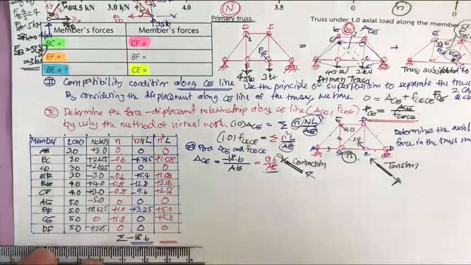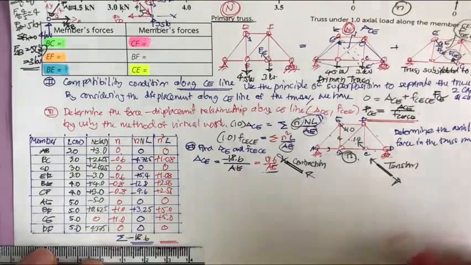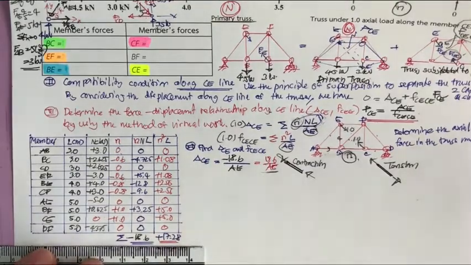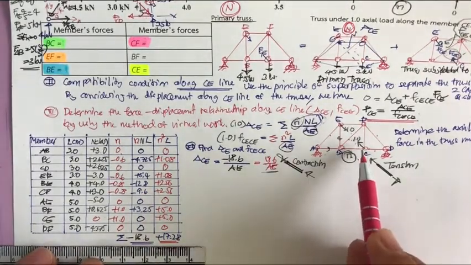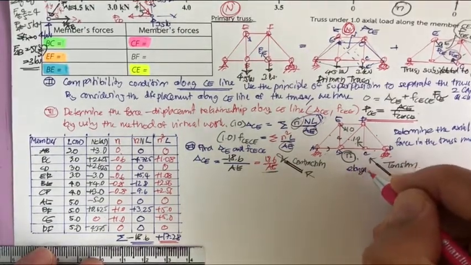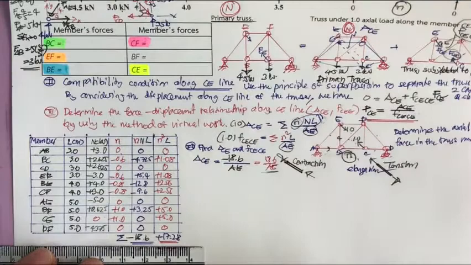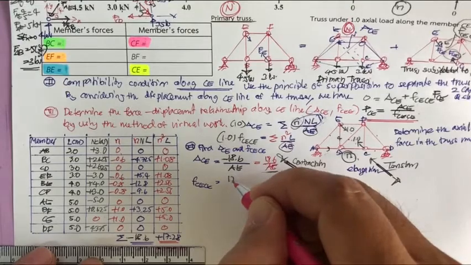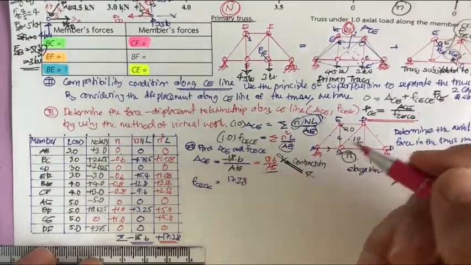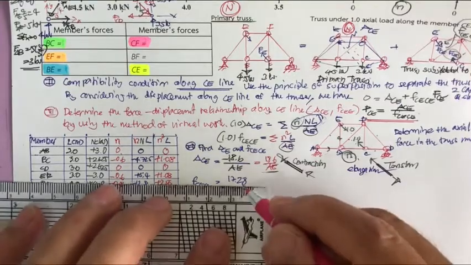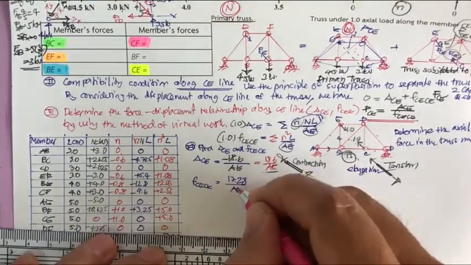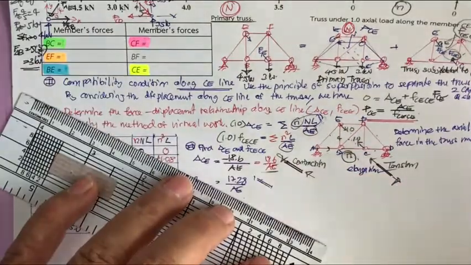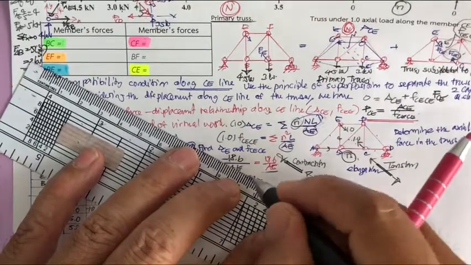You have this, plus 17.28. This is plus, so it's going to be in elongation because it's in tension, right? So our F sub CE is going to be 17.28 divided by AE, and this is going to be positive, so this one is going to be elongation.